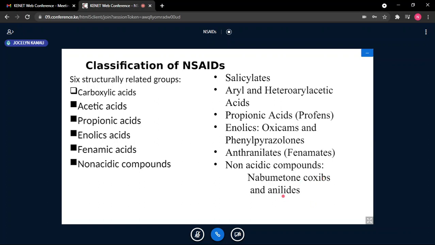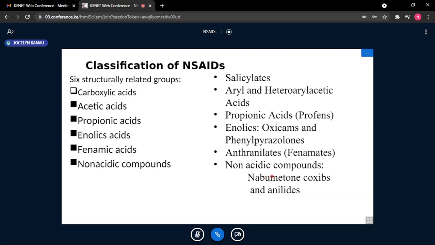And then you have the anilides. The anilides is where paracetamol is. And most of the anilides are not anti-inflammatories, although we put them here. They are mainly for fever and pain. They really do not have a lot of anti-inflammatory activity, but we put them under this class because they just have analgesic and also antipyretic activity.